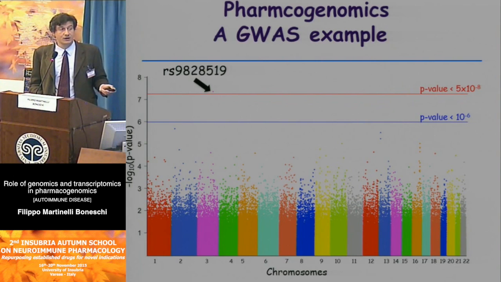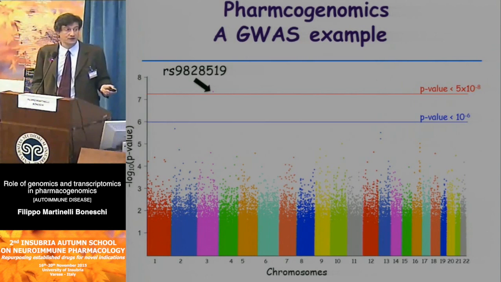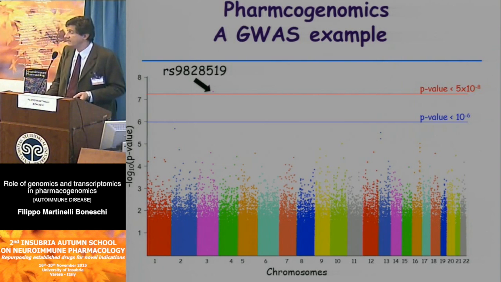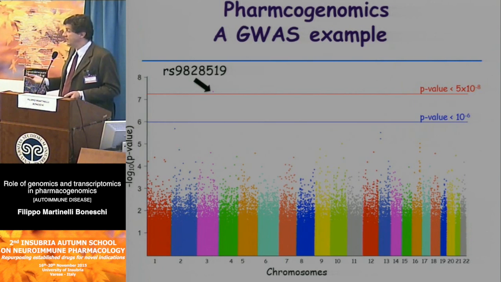This is a Manhattan plot, and essentially each dot corresponds to a single nucleotide polymorphism, which is plotted along the x-axis in terms of its position along the chromosome. So that means that, for example, all of these dots refer to single nucleotide polymorphisms which are present on chromosome 1 in different positions along the chromosome. And then dots are plotted along the y-axis, which is the negative logarithm base 10 of the p-value. So the higher is the number, the more extreme is the p-value, okay?